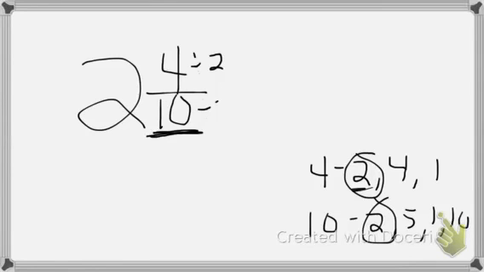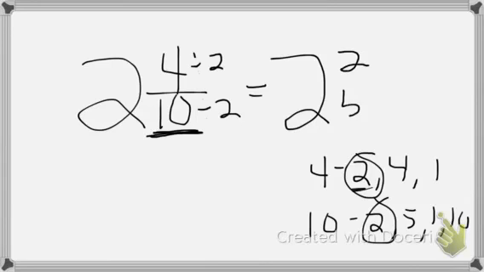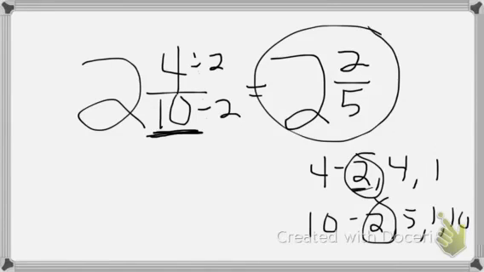So if you divide the top and the bottom by 2, the whole number stays the same. We're going to keep 2 the same. And then 4 divided by 2 is 2. 10 divided by 2 is 5. So for all of that on that problem, for your answer, you're going to end up having 2 and 2/5.